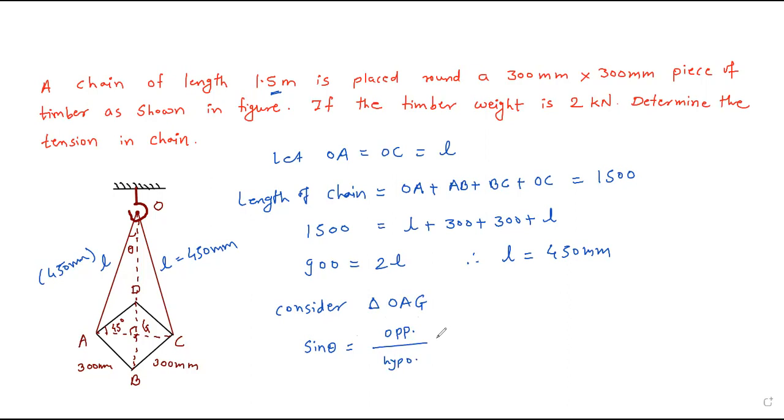Opposite side upon hypotenuse. Here, the opposite side is AG, divided by the hypotenuse, which is OA. So AG divided by OA. What will be the value of this AG? How can you find this AG? Now you know this side.